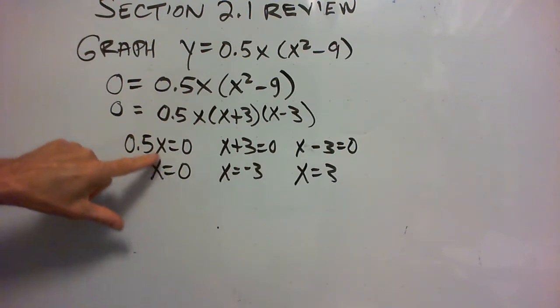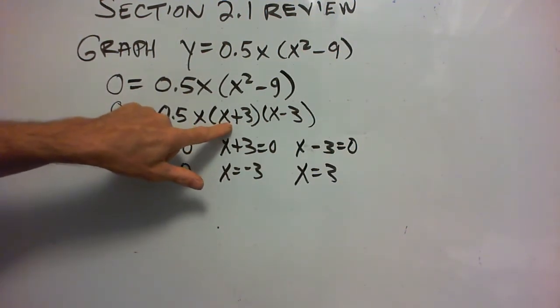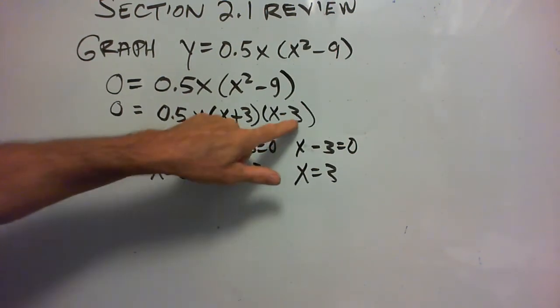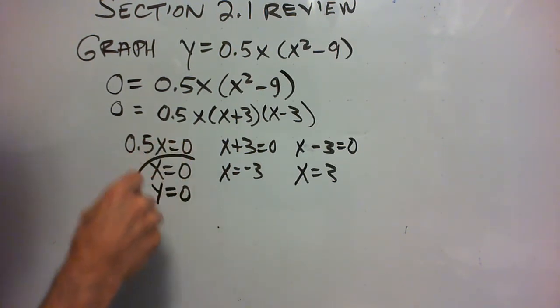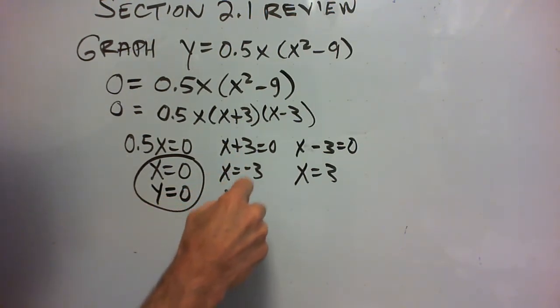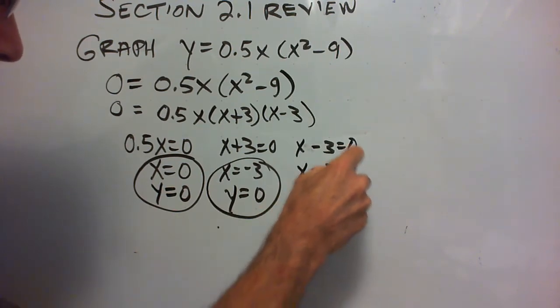0.5x equals 0. Divide both sides by 0.5. We get x equals 0. x plus 3 equals 0 gives us x equal -3, and x minus 3 equals 0 gives us x equals 3. And for each of those values, they match up to the y value of y equals 0. So that gives us our 3 x intercepts.